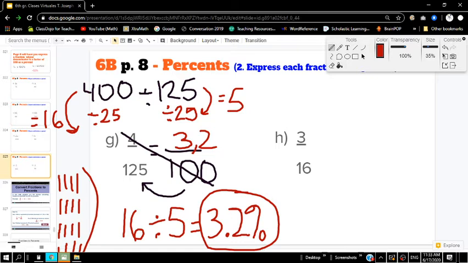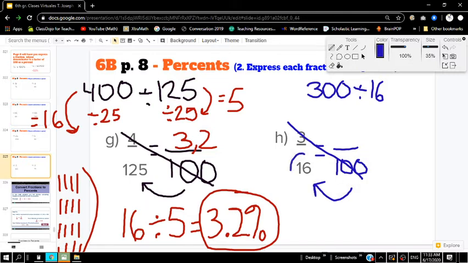Let me change my color so we can do the next problem. 3/16, another kind of strange fraction. 3/16 can be equated to a number over 100. I'm going to cross multiply and divide just like before. So we have 3 times 100, which equals 300. And we're going to divide by 16, divide by that denominator, right? 300 divided by 16. I'll work this one out on the screen right here so you can see it. It's the first problem that we've actually worked out.